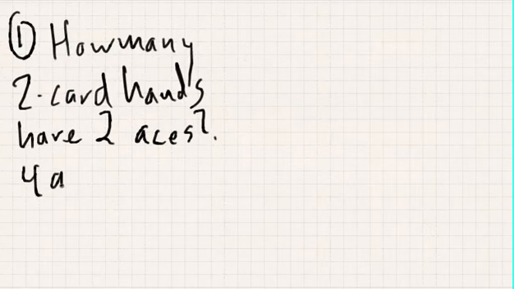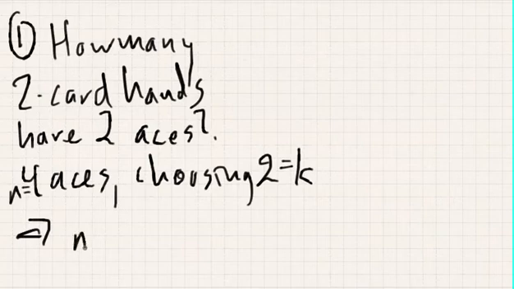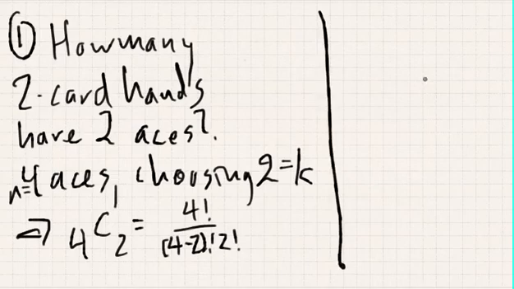Well, there are 4 aces, and we're choosing 2. And your hand is the same no matter which way you mix up your cards, so this means that we're choosing k equal to 2 cards out of 4. So we take 4 choose 2, which is 4 factorial divided by 4 minus 2 factorial times 2 factorial. We compute each of these things.